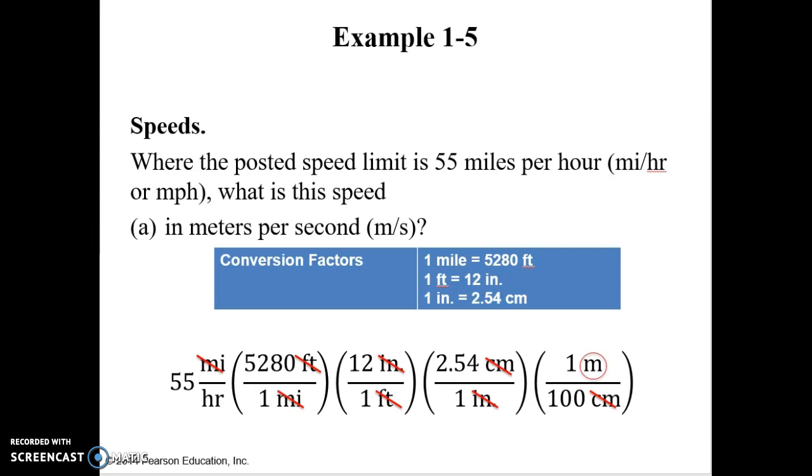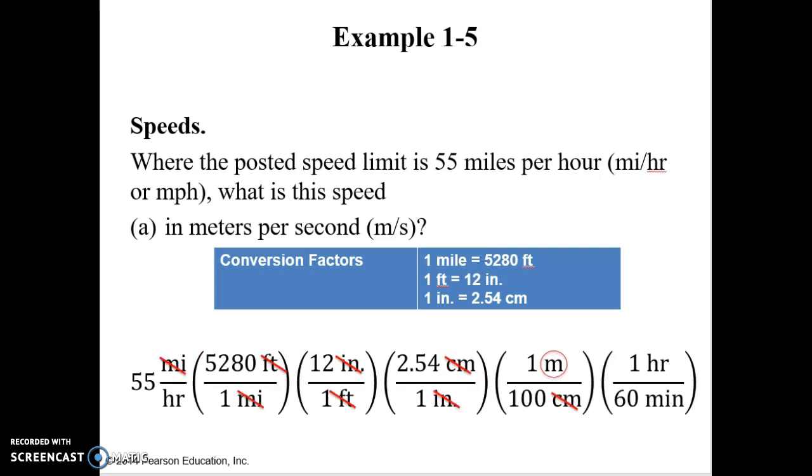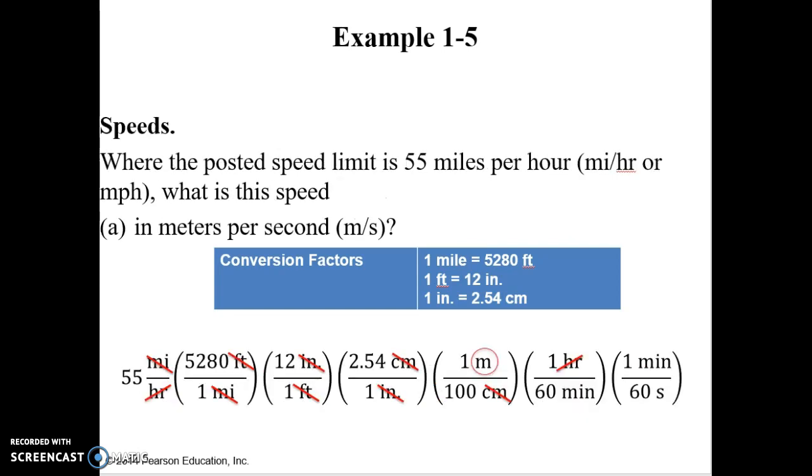Now we need to convert the bottom unit from hours to seconds by first converting hours to minutes. With minutes on the bottom, hour cancels out. Now minutes to seconds. With seconds on the bottom, minute will cancel out. And now we're left with only seconds on the bottom. The last step is multiplying and dividing through this equation to get 24.6 meters per second. So 55 miles per hour equals 24.6 meters per second.